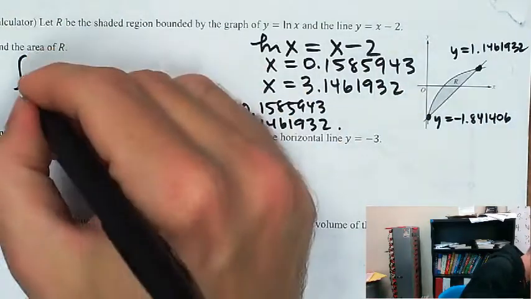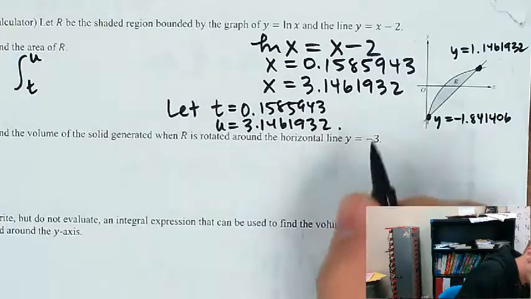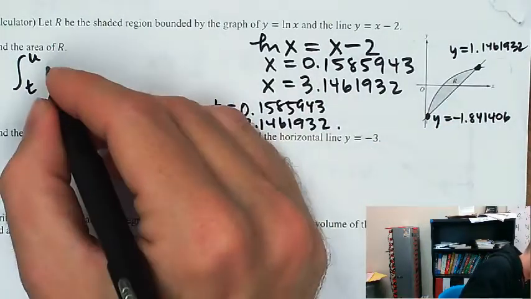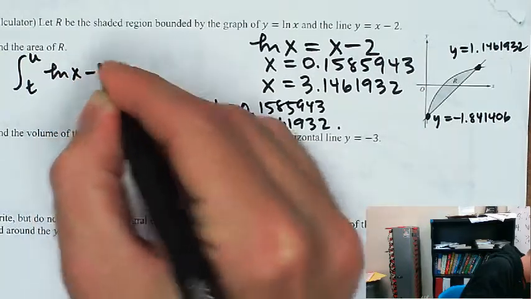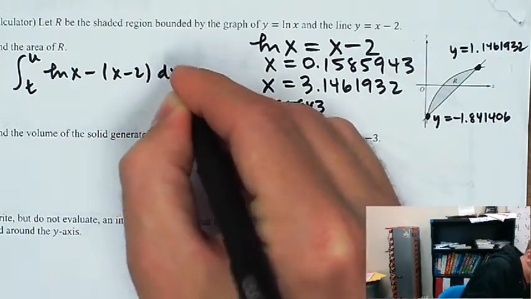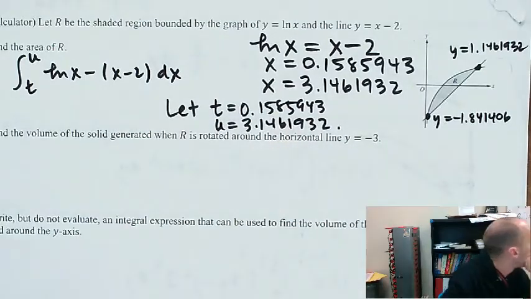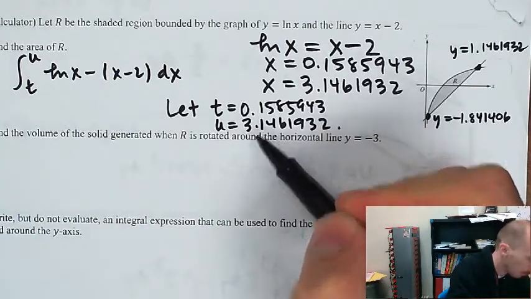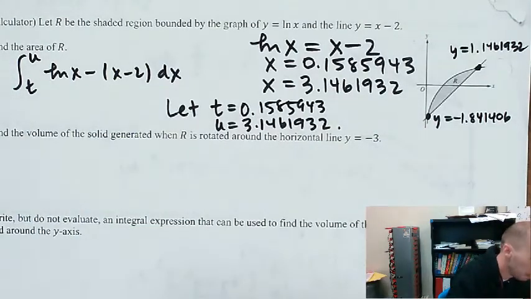And if I'm really explicit about defining those variables, I can just say the area of R is going to be the integral from t to u of top minus bottom, log x minus 2. That's another one where the parentheses are going to matter. And then that's something that we could run through the calculator. You can even store those two numbers in t and u on the calculator and do it that way if you wanted.